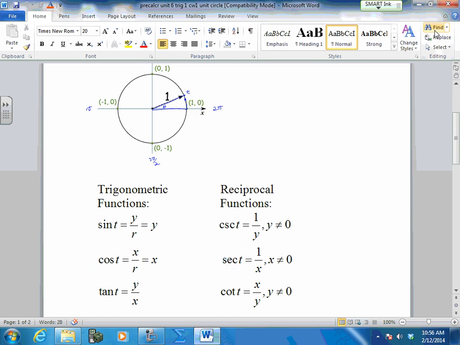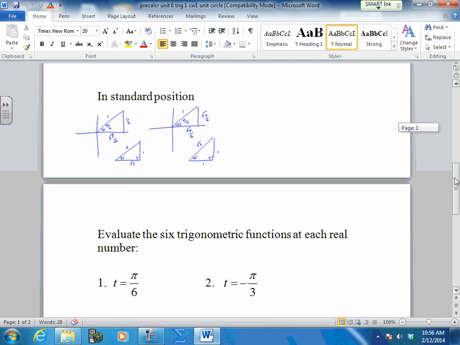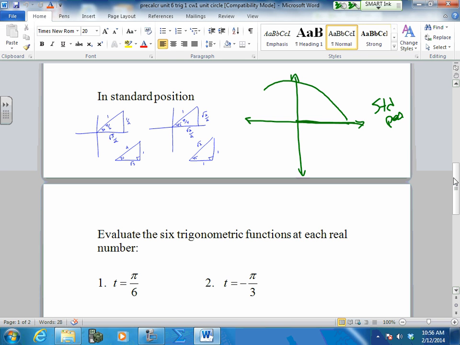All right, so let's see what else we got here. And here's your triangles in standard position. Now, standard position is this. Here's the way your graph works. You start right here. All your angles open in standard position. They open from your positive x-axis and they go counterclockwise. This is how your angles rotate. Counterclockwise from your positive x-axis. This is called a terminal side.